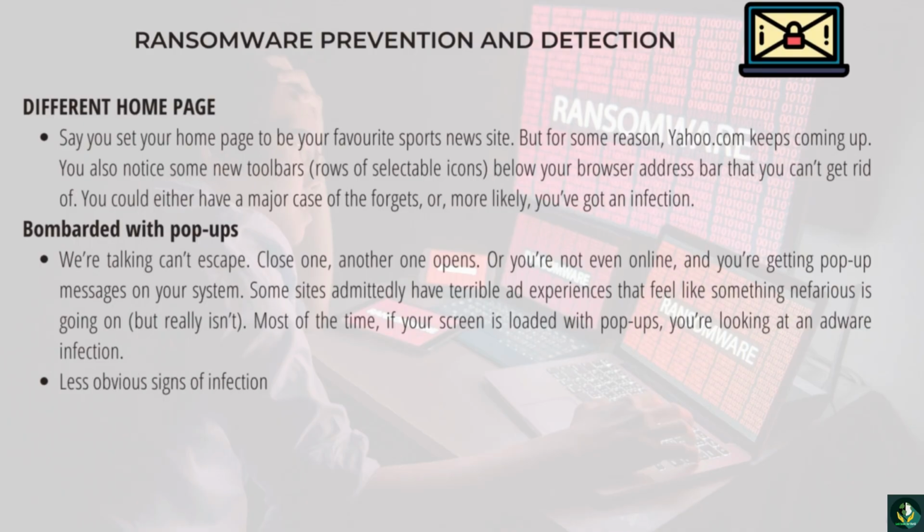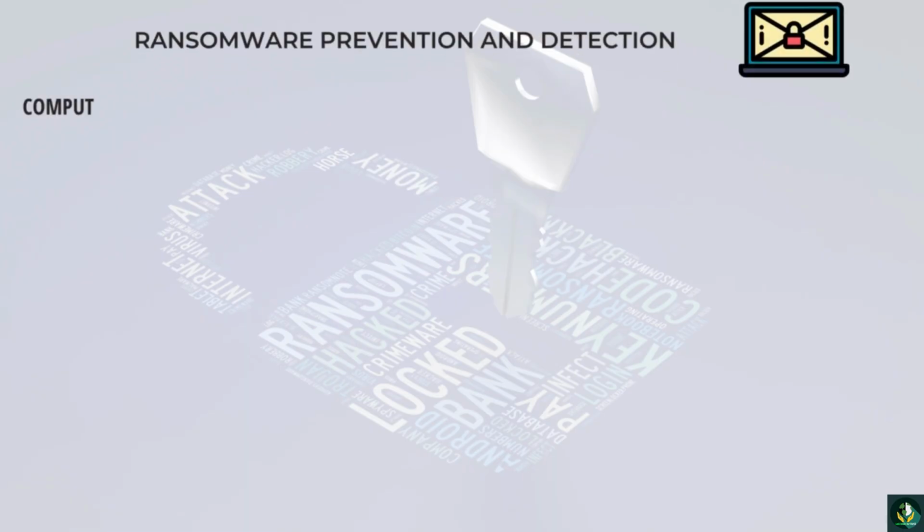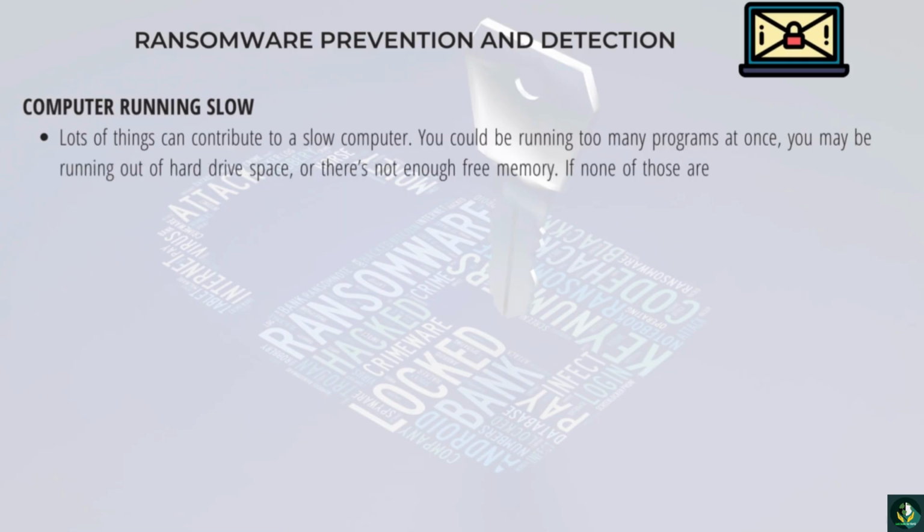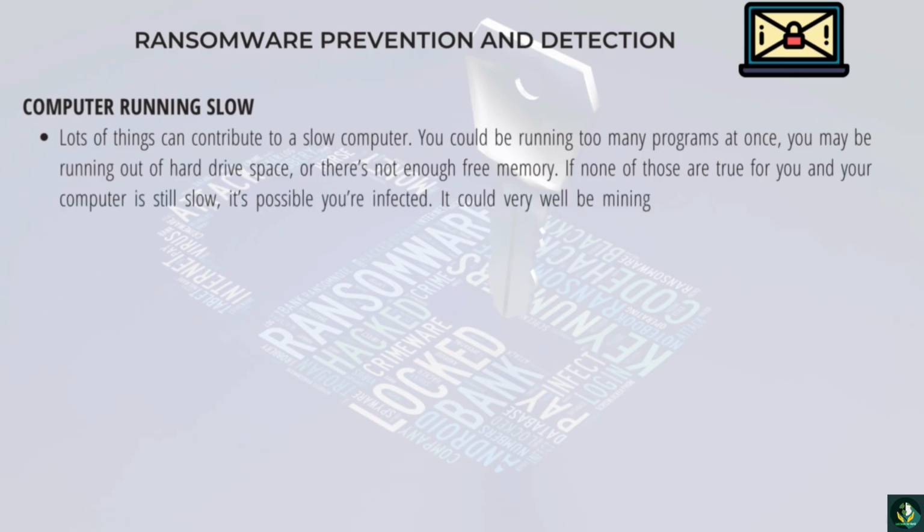Less obvious signs of infection. Computer running slow. Lots of things can contribute to a slow computer. You could be running too many programs at once. You may be running out of hard drive space, or there's not enough free memory. If none of those are true for you and your computer is still slow, it's possible you're infected. It could very well be mining cryptocurrencies without your knowledge.